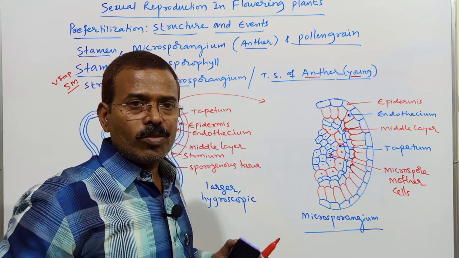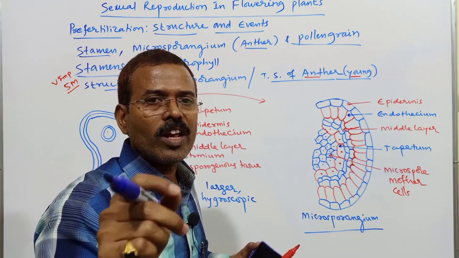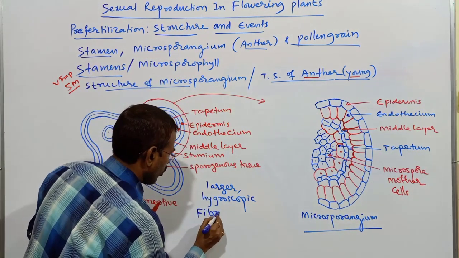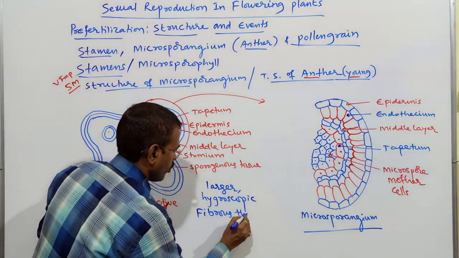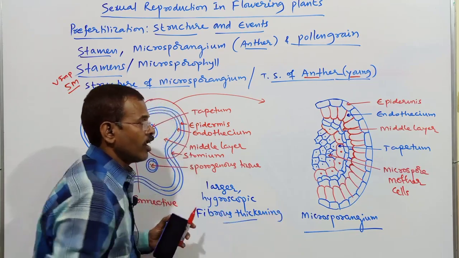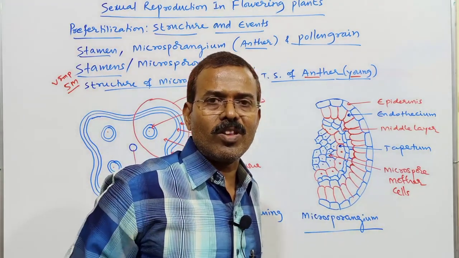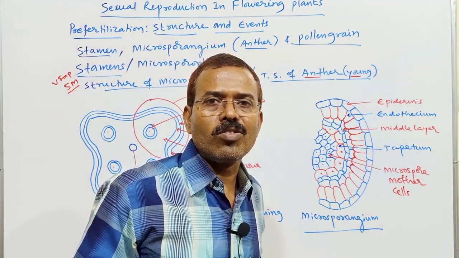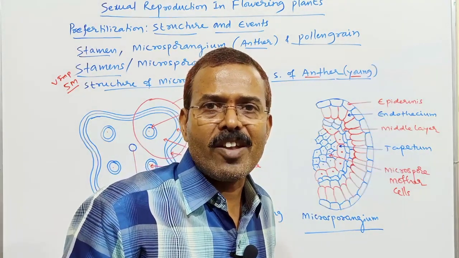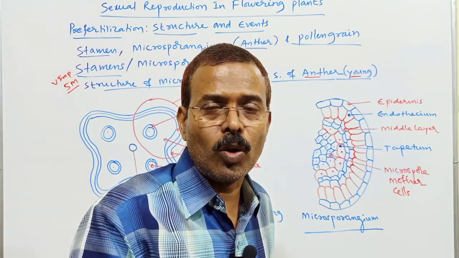There is fibrous thickening in the endothecial cell wall. So what kind of fibrous thickening is there? Alpha cellulosic fibrous bands are present on the tangential wall as well as the inner radial wall.